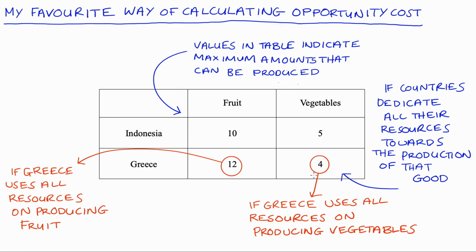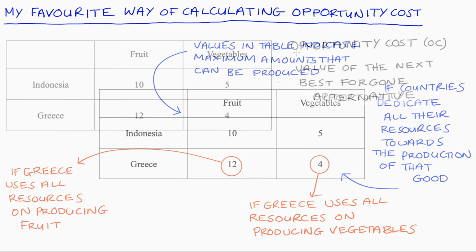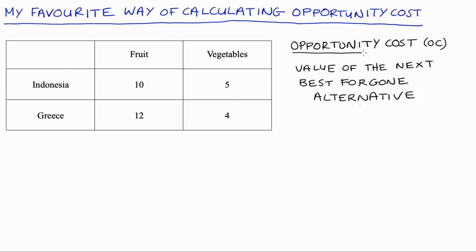Now, the next thing I'm going to do is note the standard definition of opportunity cost, and I'll use the short OC for opportunity cost. And that definition is this one here. Opportunity cost is the value of the next best foregone alternative. Now, in these cases where we have a very simple model, our economic agents can only do two things, in this case, make fruit and or vegetables.